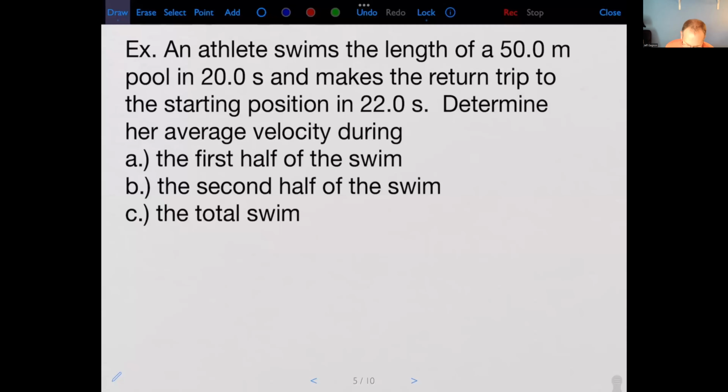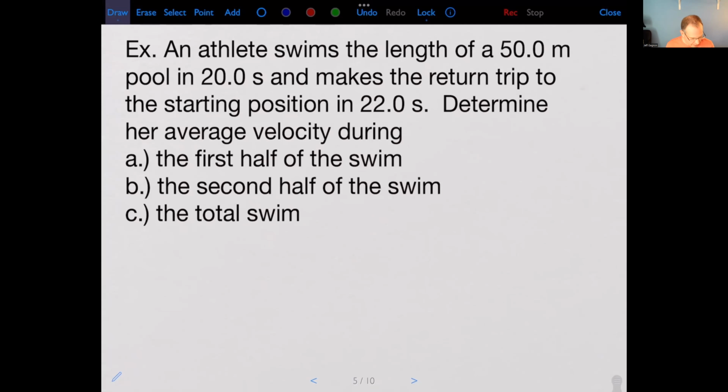Okay, so in this example, you're told an athlete swims the length of a 50-meter pool in 20 seconds and makes the return trip to the starting position in 22 seconds. And we want to determine her average velocity during the first half of the swim, during the second half of the swim, and then during the total round trip, the total swim.